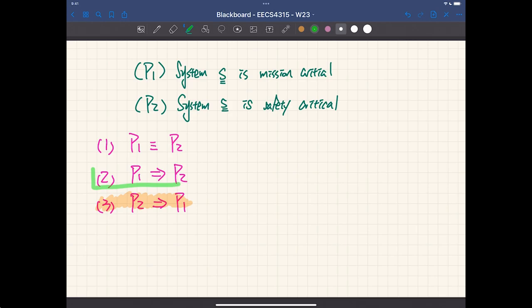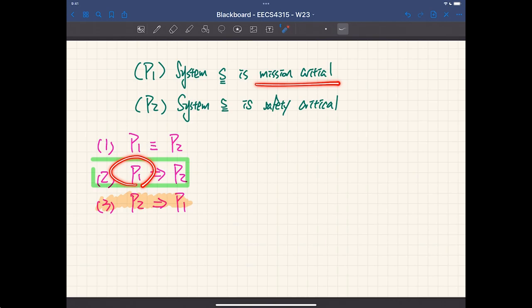Being mission critical implies safety critical. You don't think that's true in general? Okay, remember in 3342, how do you actually prove if something is false? You give some witness. That would be a counterexample. Can you give me a counterexample? In the sense that something satisfies P1, meaning it's mission critical, but it's not necessarily safety critical. Do you have any example?